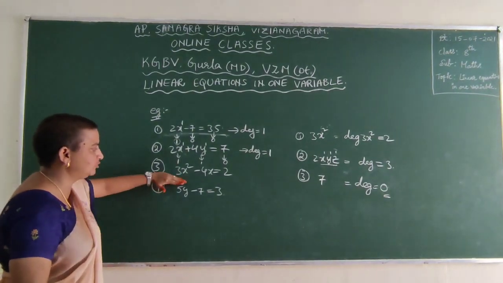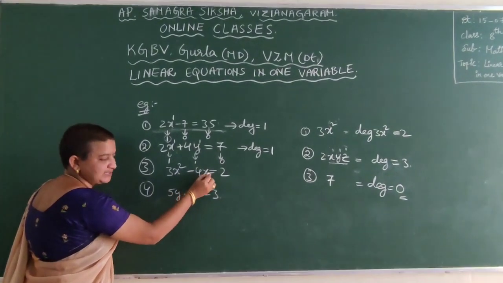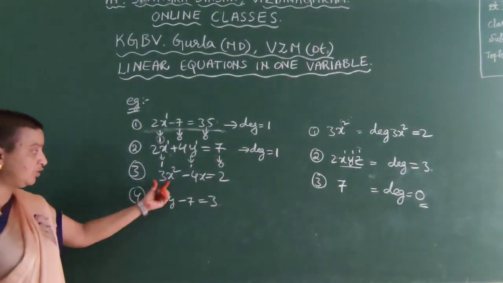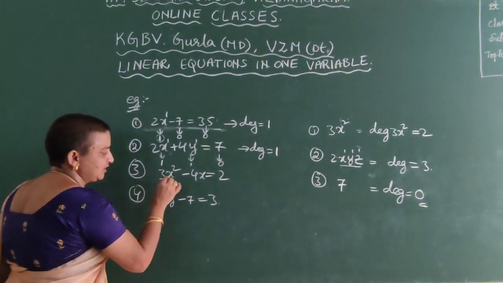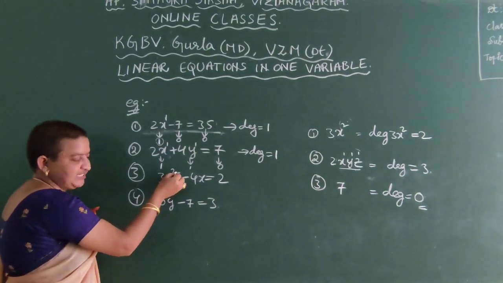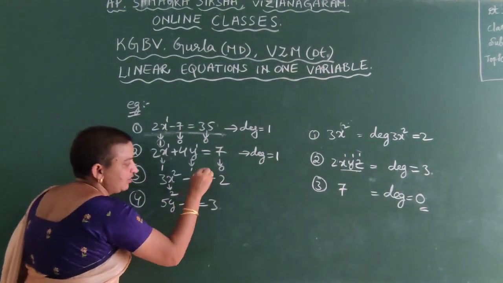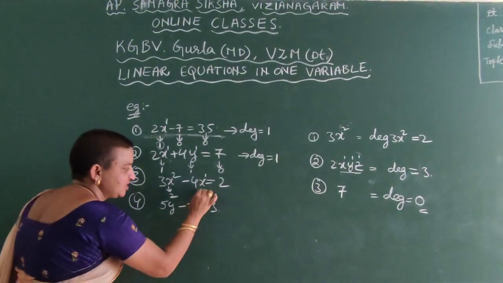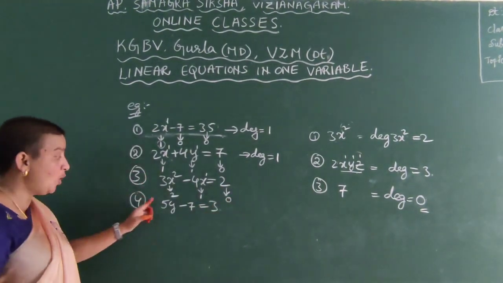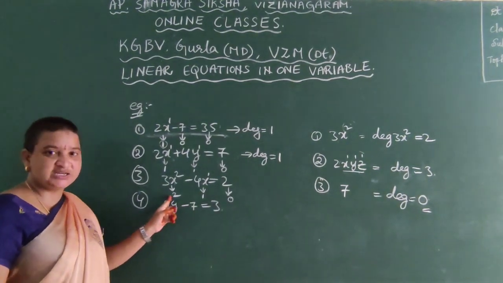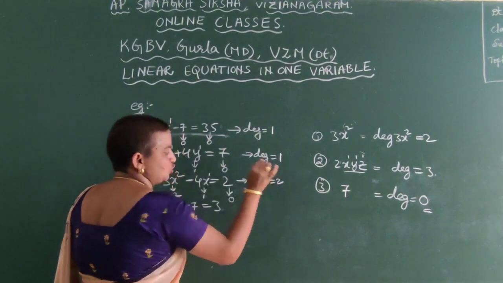Okay. Next we have to come to the third example. The equation 3x square minus 4x equals 2. This is an equation, so first we have to find the degree. What is the degree of this term, children? Here the exponent of the variable is 2, so the degree of this term is 2. Here the exponent of the variable is 1, so the degree of this term is 1. This is the constant, that's why the degree of this term is 0. What is the highest degree in these terms? 2. So the degree of this equation is 2.